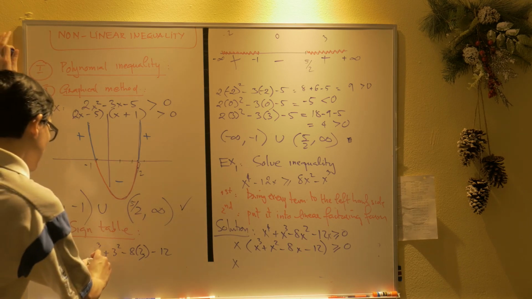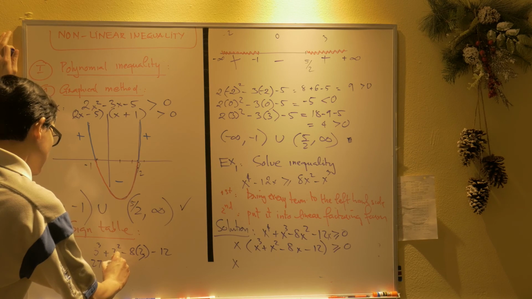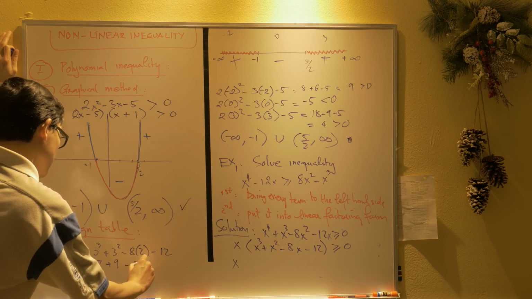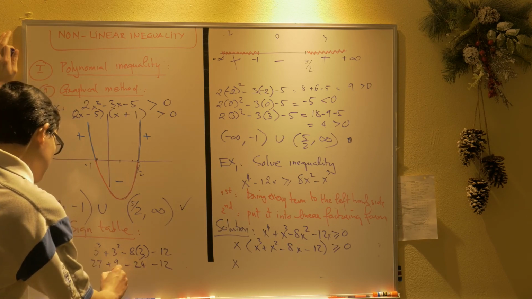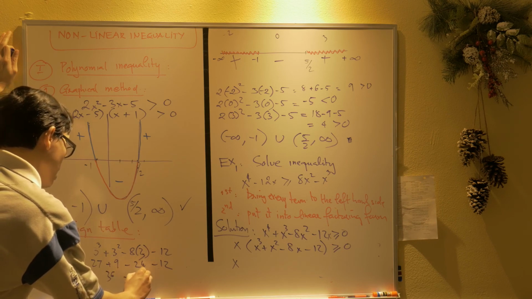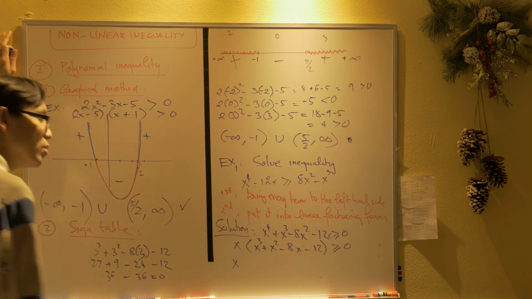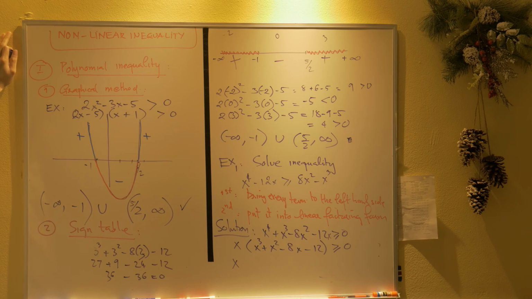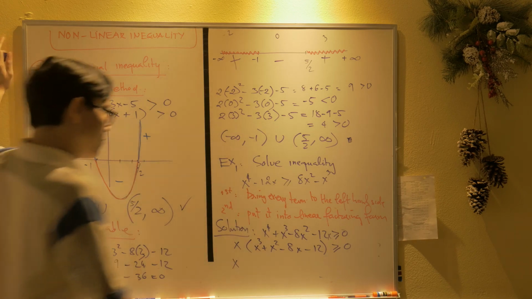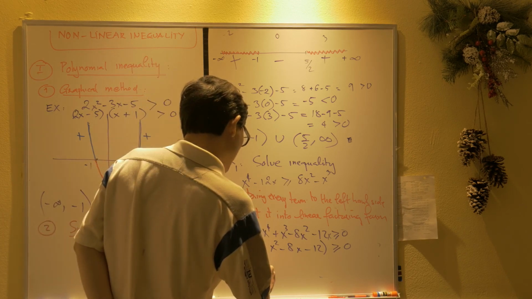So 27, 9, 24 minus 12, 16, 36. Oh yeah, it is 0. So it's 3. So 3 is considered a 0, so the next factor must be x minus 3.